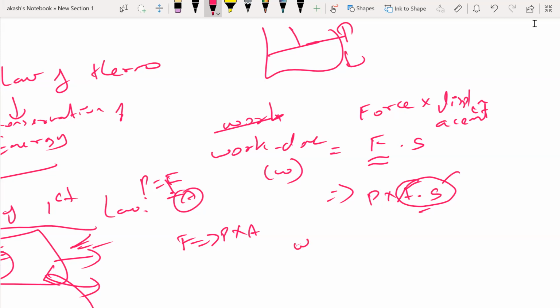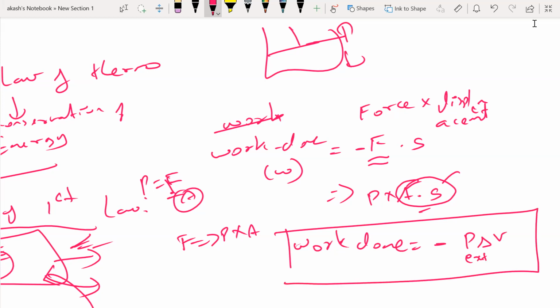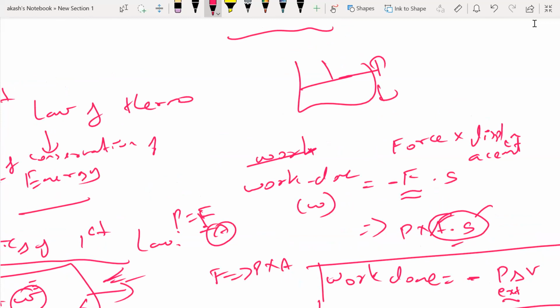So the final equation for work done, I told you there was a negative sign also. We have to put a negative sign also. So that is going to become minus P external into delta V. This is the equation which you have to remember. Work done is equal to minus P external, pressure external, not the pressure of the gas. That means there are two pressures here.